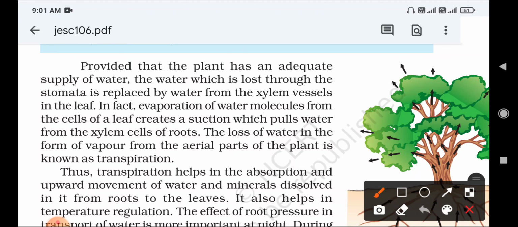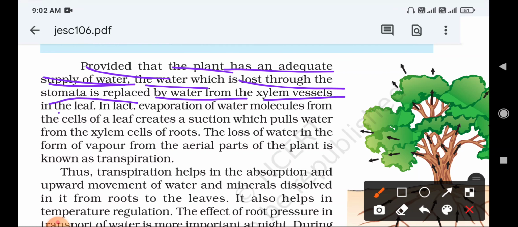Provided that the plant has an adequate supply of water. Adequate means a proper amount of supply of water. The water which is lost through the stomata is replaced by water from the xylem vessels in the leaf.